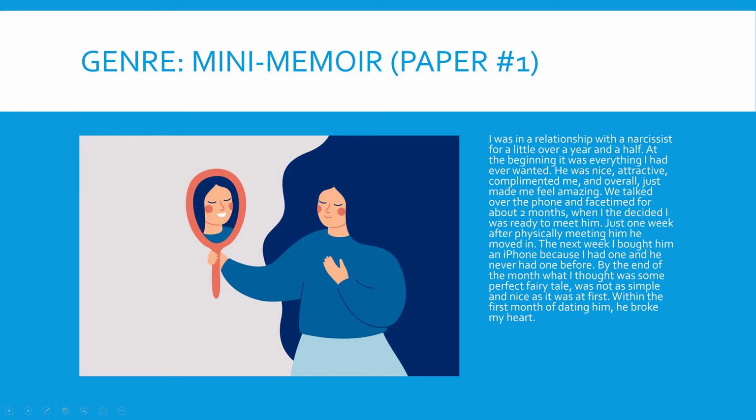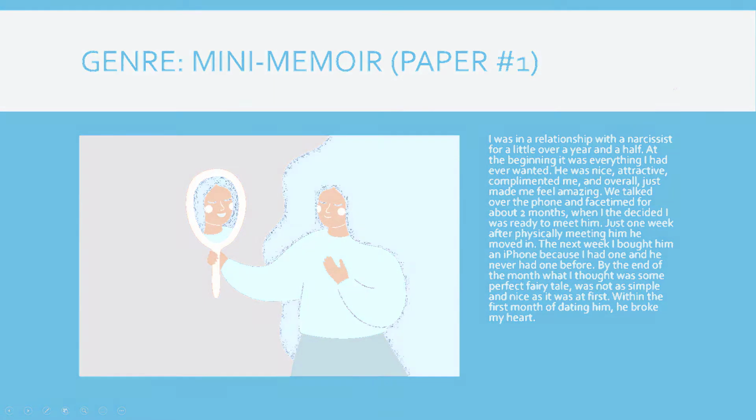So the first paper you'll write in this class is the mini memoir. And so you see a quote here from the student where she talks about how she became interested in the topic. She basically became interested in the topic because she was in a relationship with somebody who turned out to be a narcissist. And so she described things that happened in that relationship. And so that was her mini memoir that she wrote.